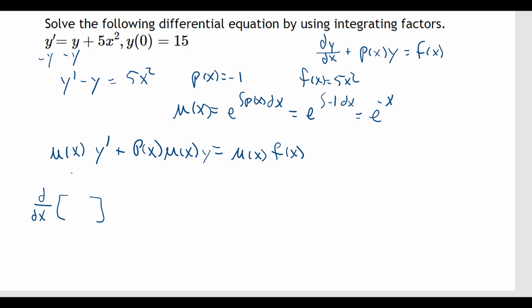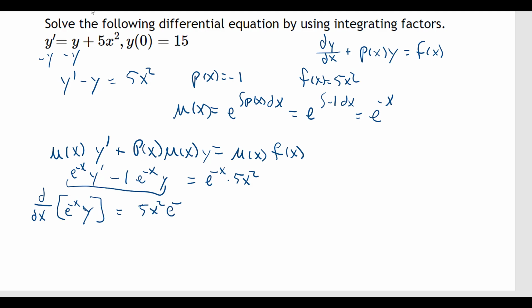So our mu of x is e to the -x times y prime. And the p of x is -1, so -1 mu of x is e to the -x times y. And that gives us our e to the -x f of x, and our f of x we know is 5x squared. So this part condenses down into just mu of x times y, so e to the -x times y equals our 5x squared e to the -x.